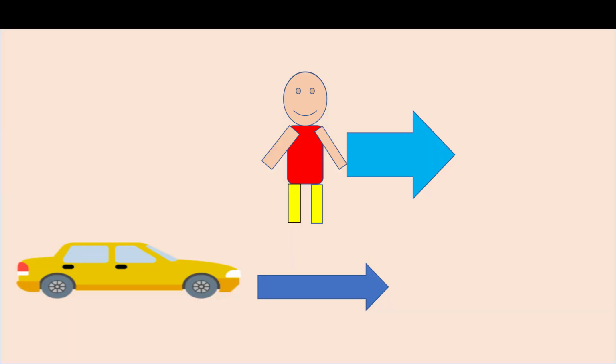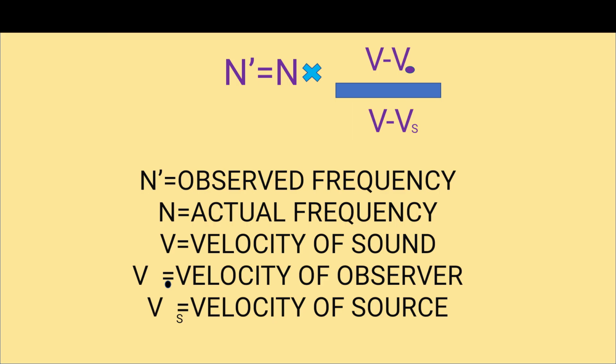If the source or the observer, any of them, moves away from the other, then the sign in front of them in the equation has to be changed. For example, if the observer is moving away from the source, then the change in the equation will be something like this. Now let's get back to the sound we heard in the start of this video. Let's analyze it using Doppler effect.